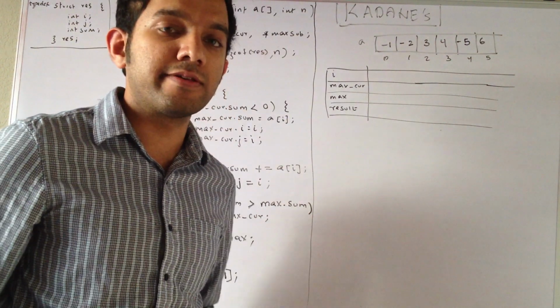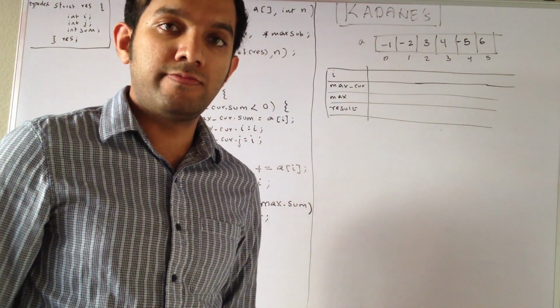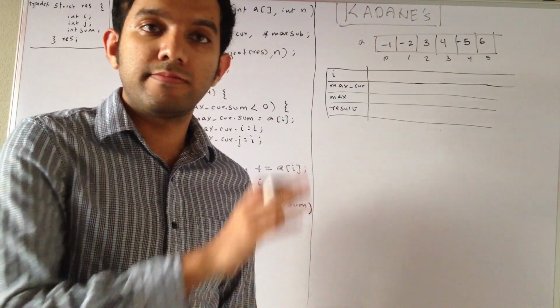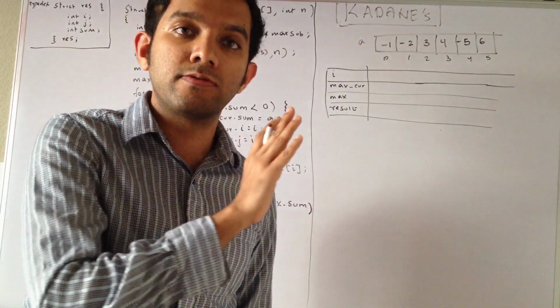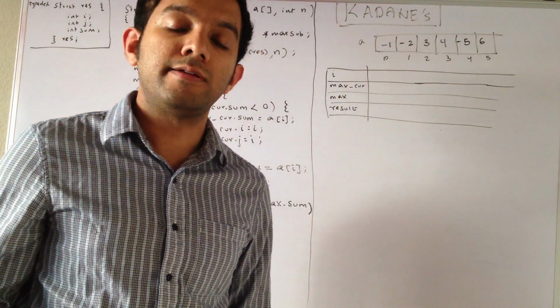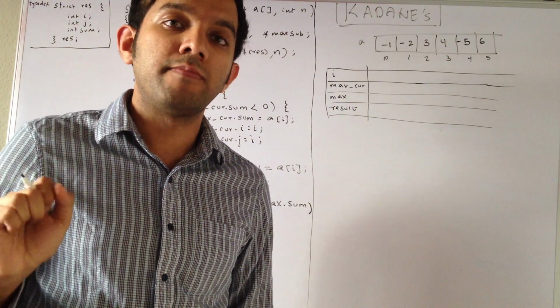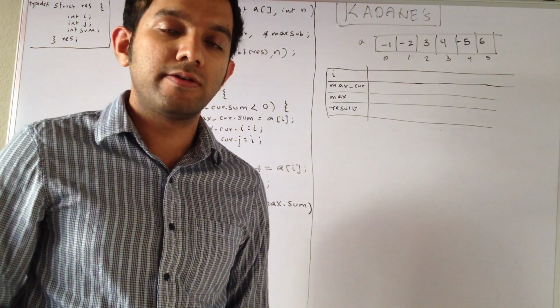Kadane's algorithm is a linear time algorithm to find the maximum sum. It does the whole thing in one sweep. You go through the whole array at once, and in the end you will have the maximum sum subarray. So it's a very clever algorithm.